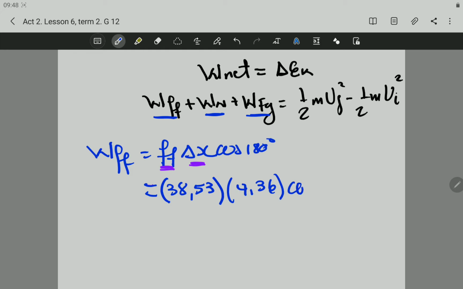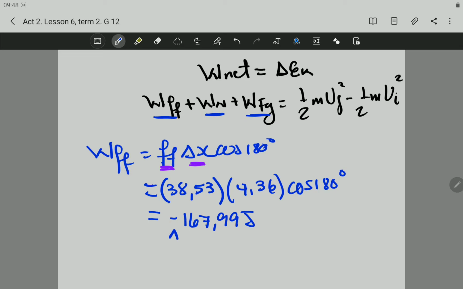This is times cos of 180 degrees. This was also calculated in the previous video, but it's fine. So the answer for the work done by the frictional force is negative 167,99 joules. Remember, the meaning of the minus is that energy is being taken away from the system.